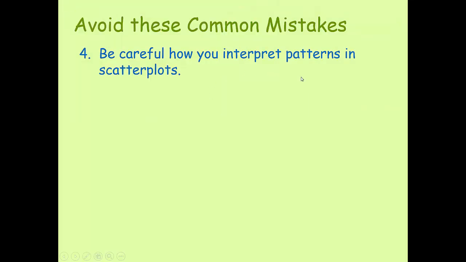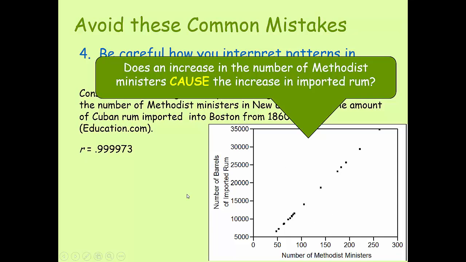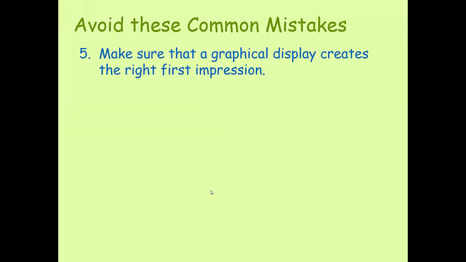Be careful how you interpret patterns in scatter plots. This shows the relationship between the number of Methodist ministers in New England and the amount of Cuban rum imported into Boston. Does an increase in the number of Methodist ministers cause the increase in imported rum? Kind of looks like it, right? A strong pattern in a scatter plot means that the two variables tend to vary together in a predictable way, but it's not a cause and effect relationship.